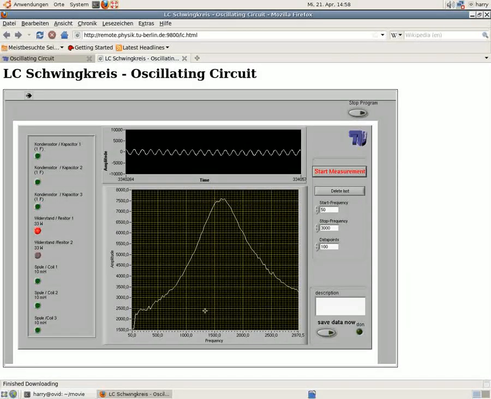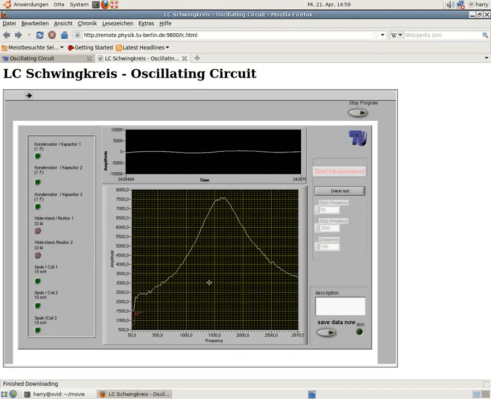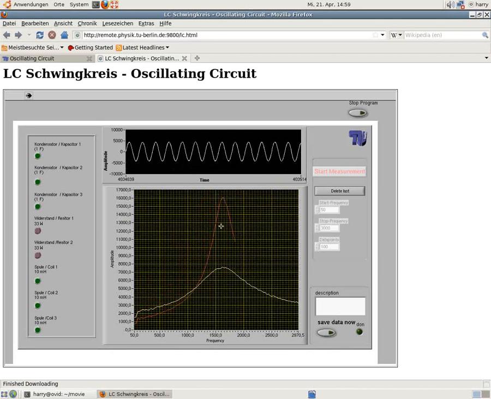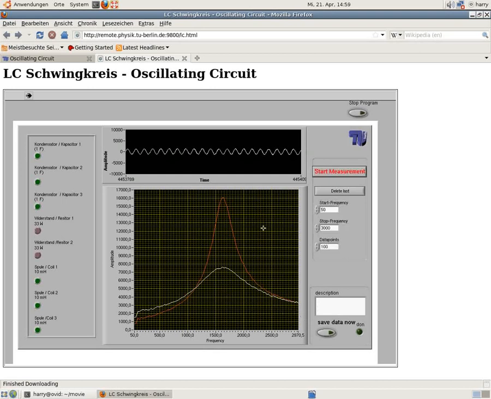So right now we have this interference pattern here, and if I take out this resistor and the damping, actually I can measure another curve. And after a short while, we will see that of course when the damping is lower, we will get a lot stronger resonance in this region here, which is the resonance frequency of the circuit, or close to it.